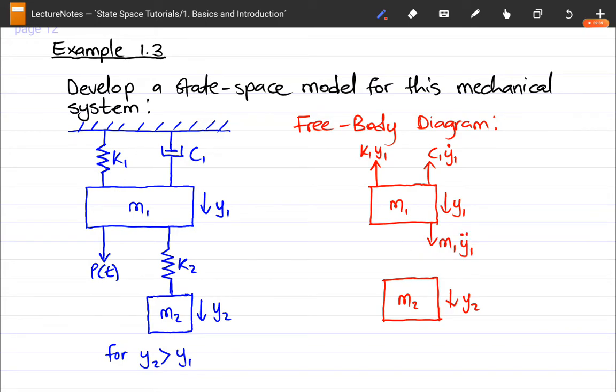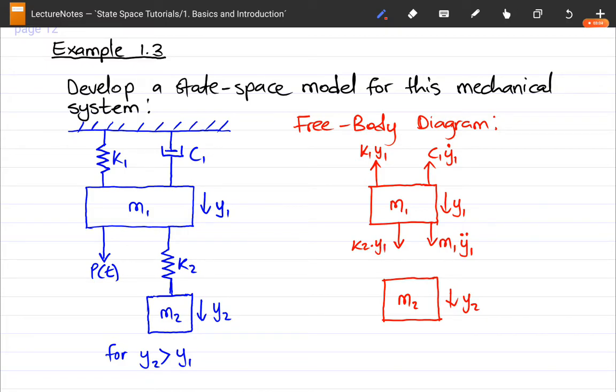Now we can look at this spring that's interacting. It is obviously there because of the weight pulling down on this mass. So we're going to write it as a downward force, and this is going to be K2, and we can say K2 y1.